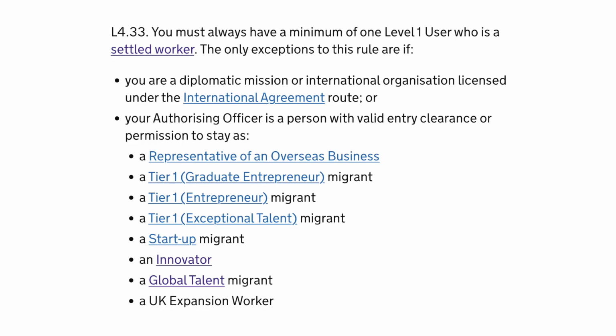So with the startup visa, the innovator visa, and if you're a global talent visa holder, then you can be appointed as a level 1 user, notwithstanding that you're not yet settled or British. So what would happen if you were, for example, a startup, innovator, or global talent visa holder and you applied for a sponsor license and appointed yourself as both authorising officer and as level 1 user? As I've said, this would be possible because you would be based in the UK at that point. As I say, that is possible in this narrow exception.